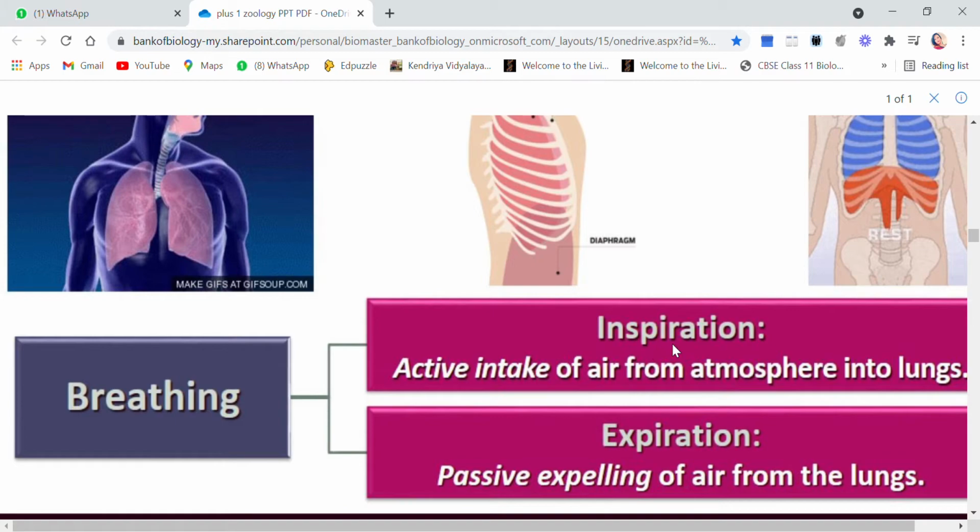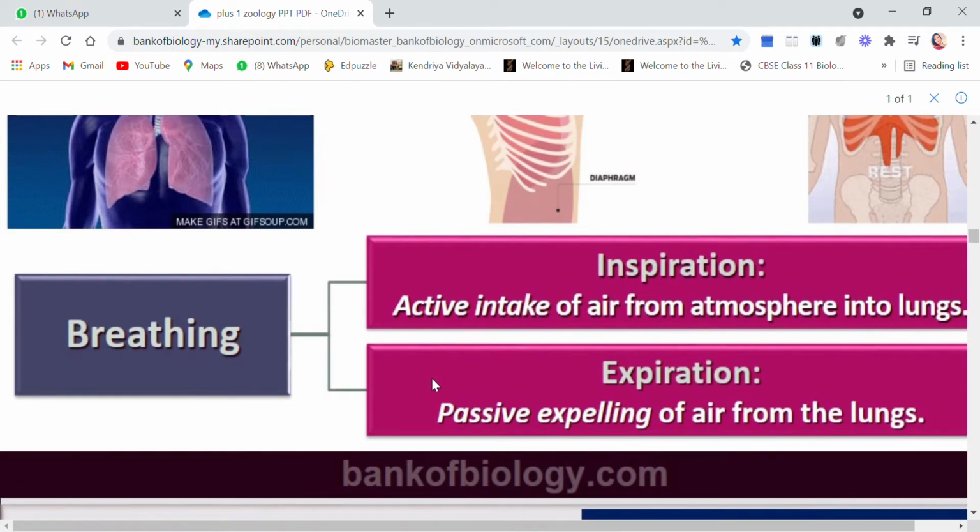Now, inspiration is active intake of air from the atmosphere into the lungs. Okay, and expiration is passive expelling of air. Now, you have to pay attention to these two words. When we are describing inspiration, we are using the word active intake, but when we are doing expiration, we are writing passive expelling. Why? I will explain this a bit later on in the video.